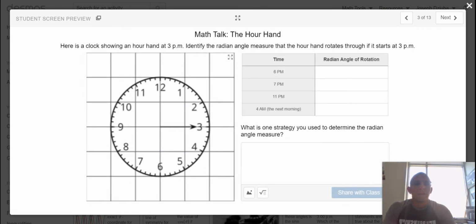Now moving on to a clock, identify the radian angle measure that the hour hand rotates through if it starts at 3 p.m. So once again, the unit circle is done in a counterclockwise manner, right? Because that's kind of how we draw angles. We don't draw them the other way. Here, for 6 p.m., normally we would say that's a 3 pi over 2 angle of rotation. However, we're moving in a clockwise manner to go from 3 to 6.